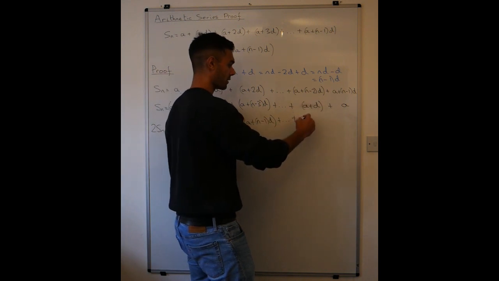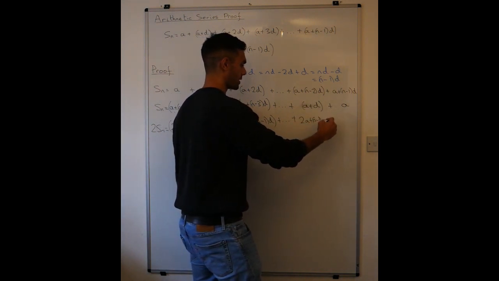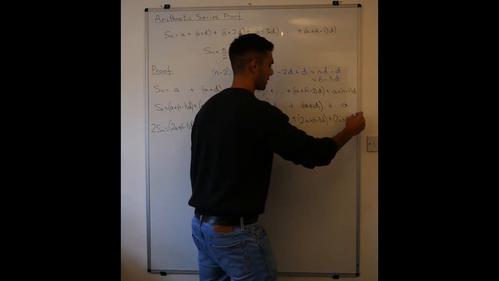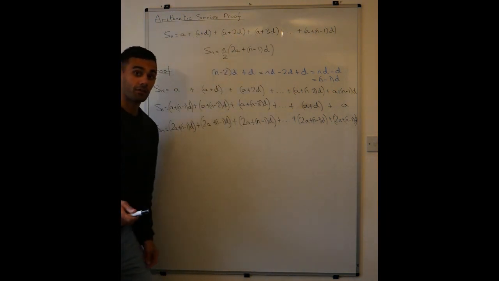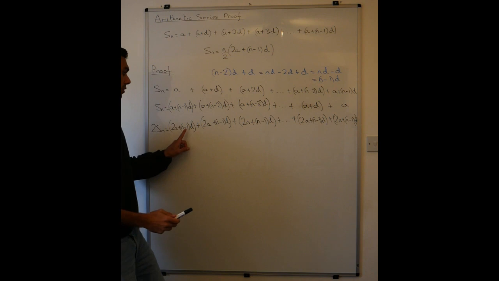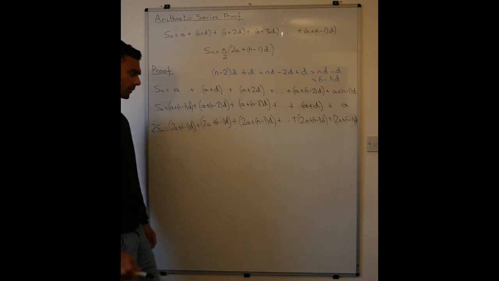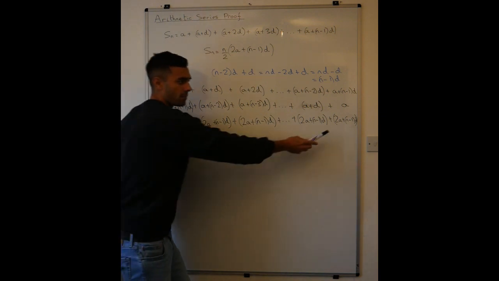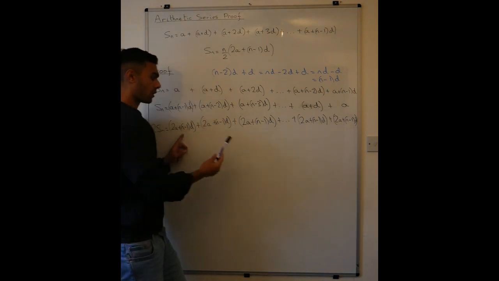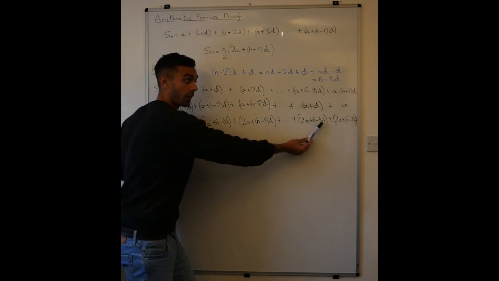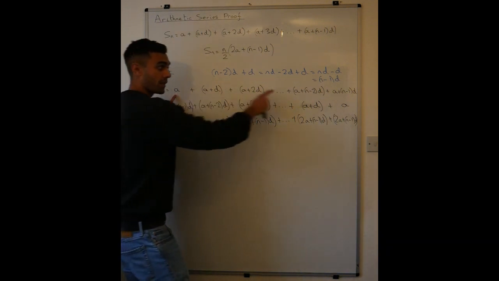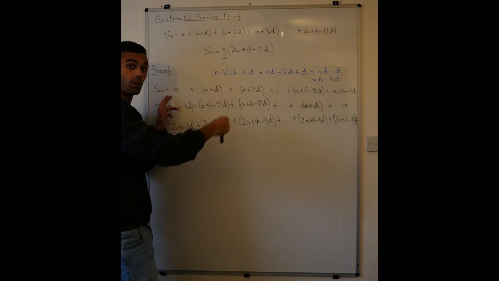A plus d plus A plus (n-2)d is 2A plus (n-1)d plus 2A plus (n-1)d. Alright, and you don't have to be the most observant student to recognise all of the terms are the same. All the pairs add up to 2A plus (n-1)d. Almost there. We now need a way to simplify this sum. The question is, how many of these terms are there? There's n.